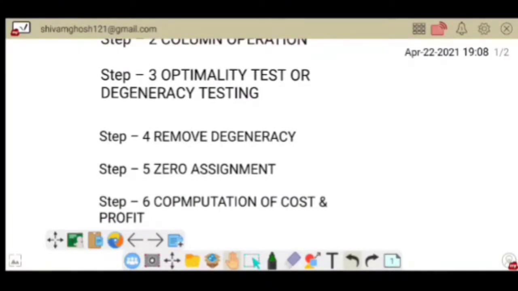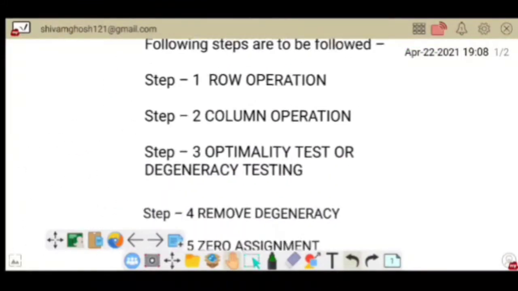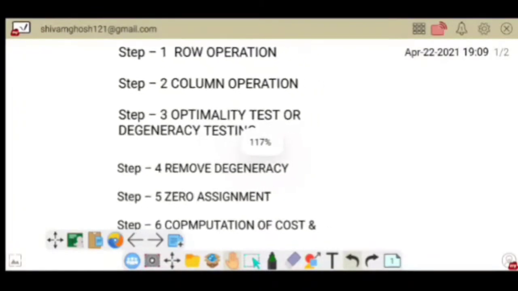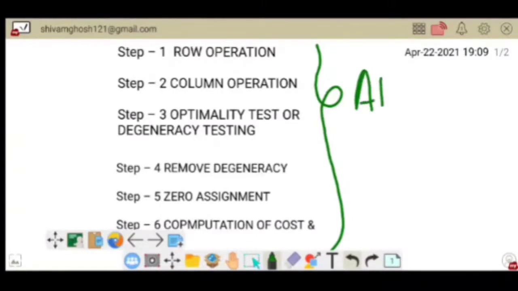So guys, these six steps that you can see here, with these six steps you can solve any type of assignment problem. Okay, with these six steps you can solve all kinds of assignment problems.